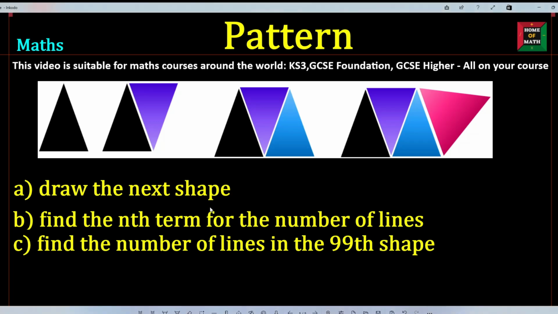Here we are seeing some pattern, like some triangles. Our first question: draw the next shape. Second, find the nth term for the number of lines. And third, find the number of lines in the 99th shape.